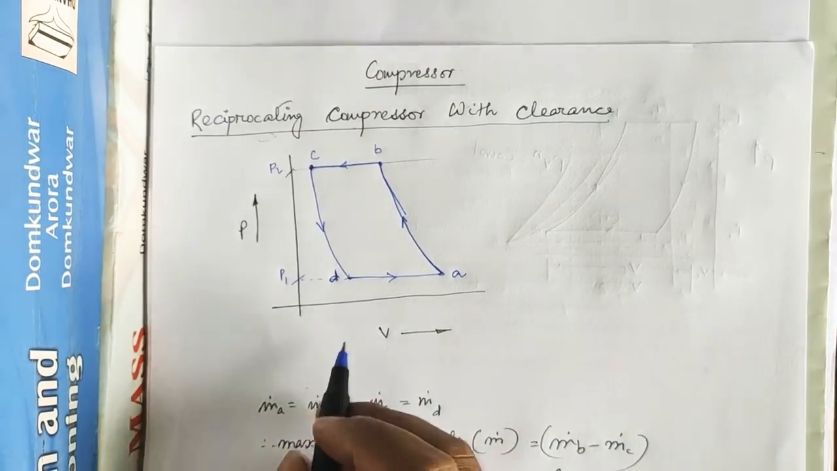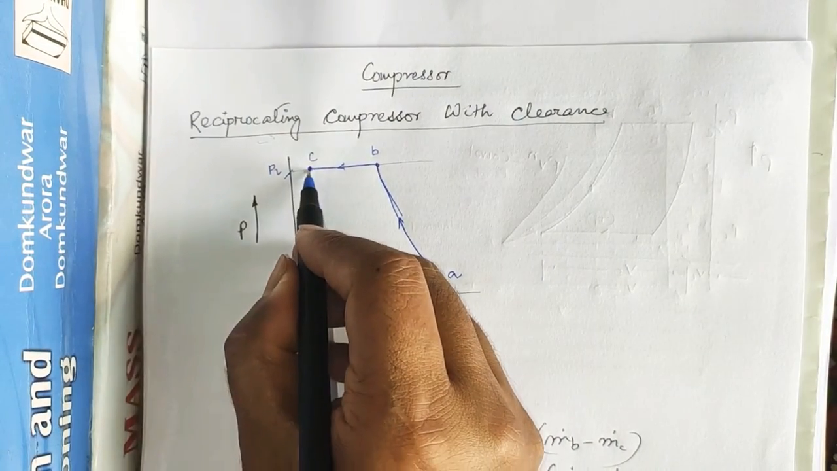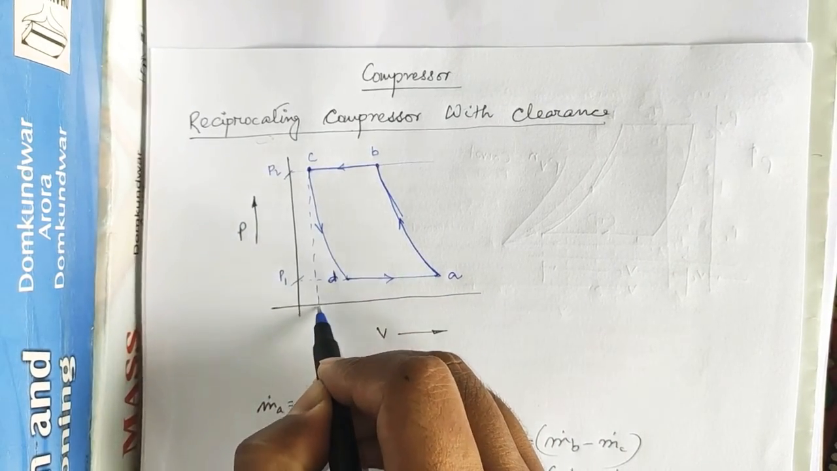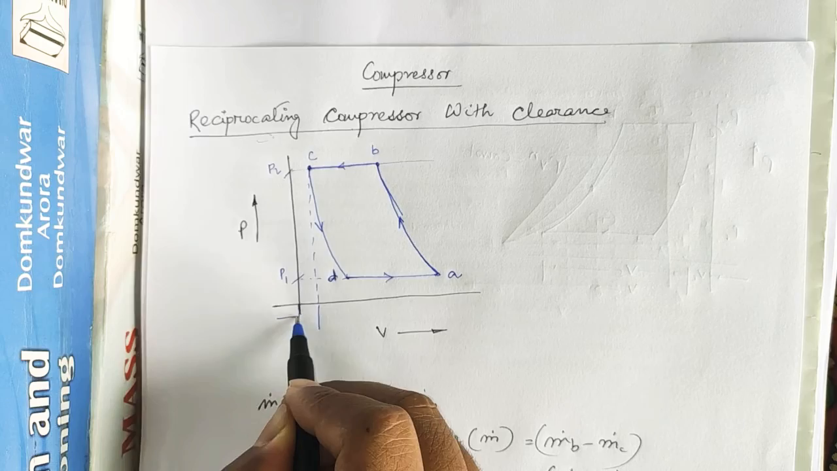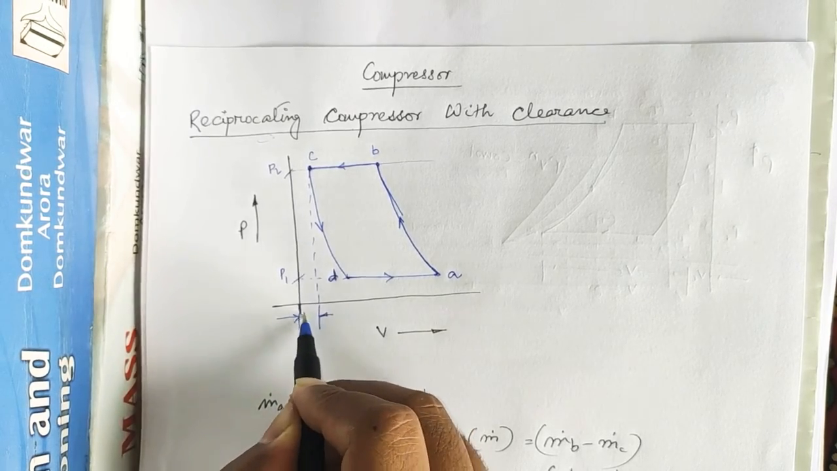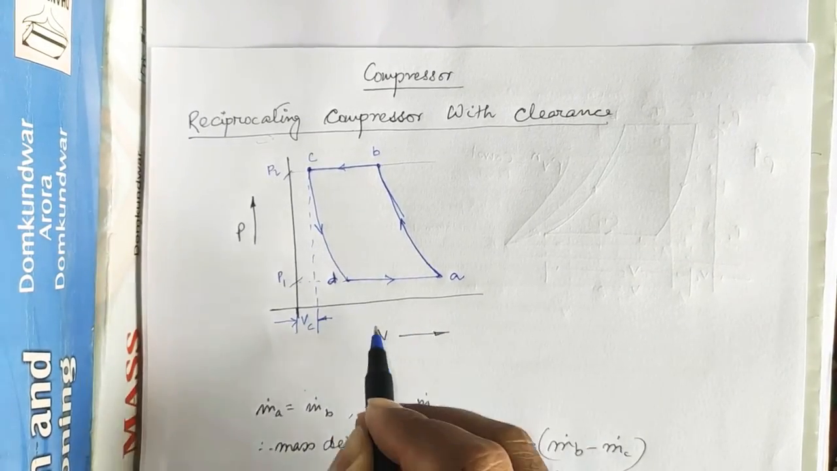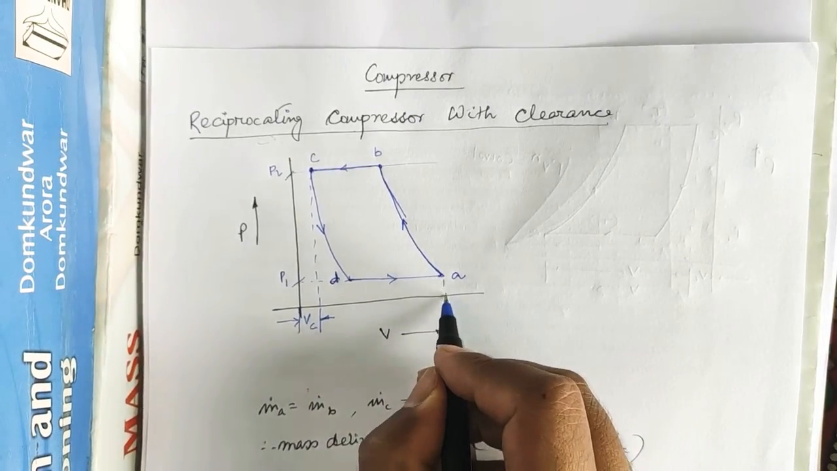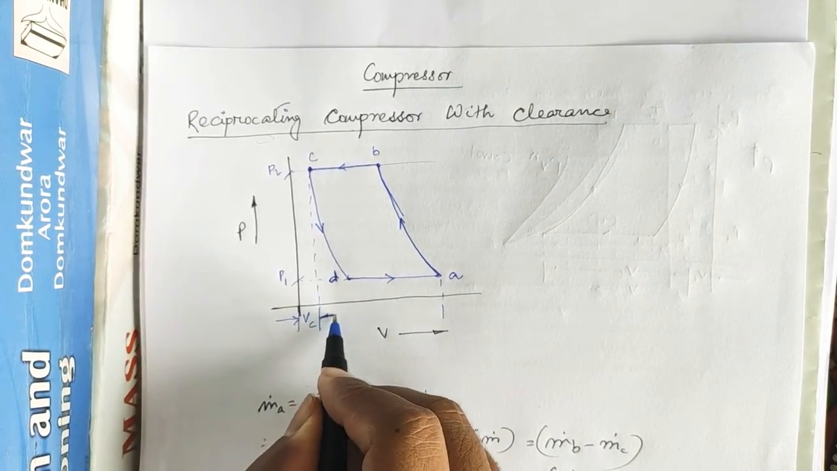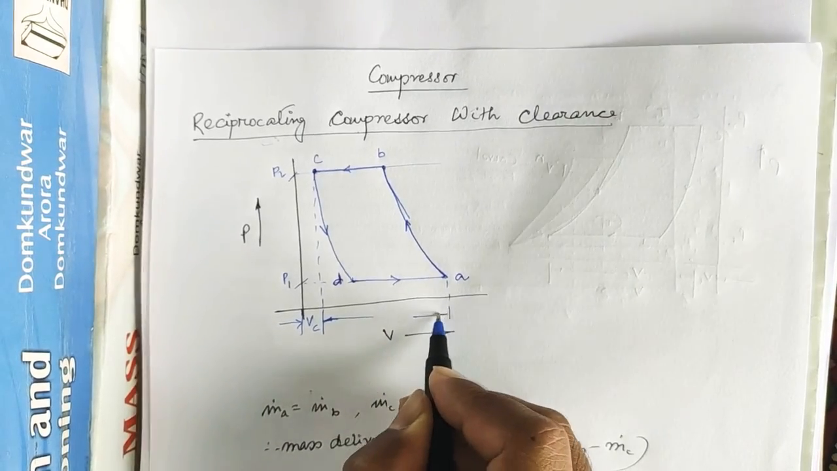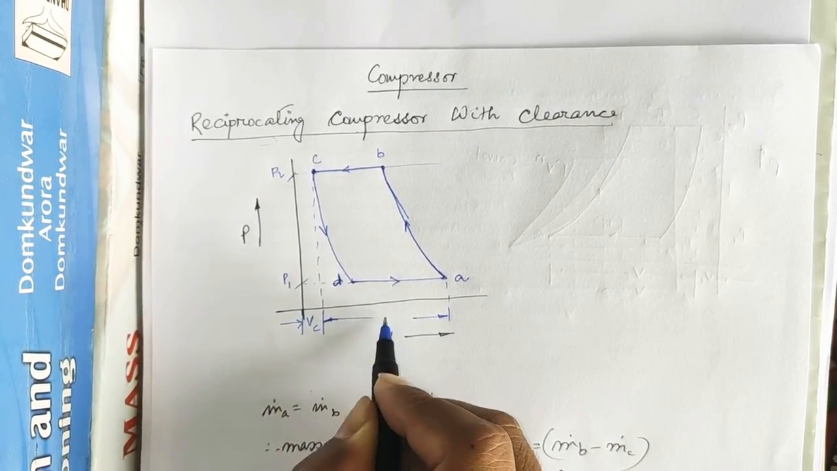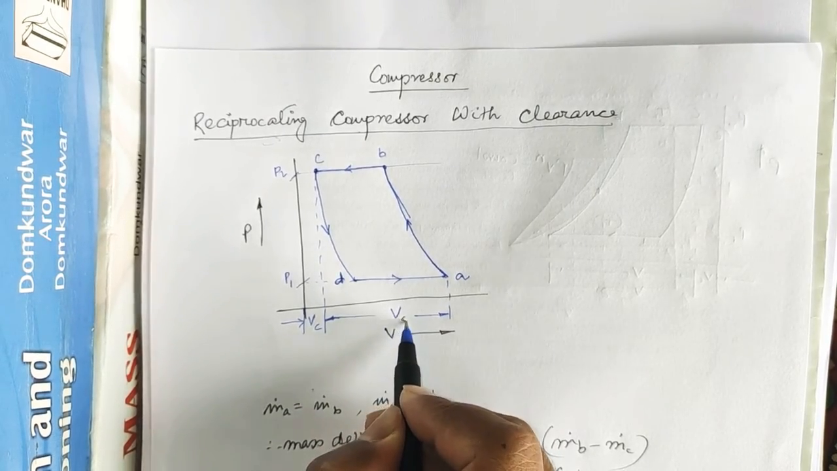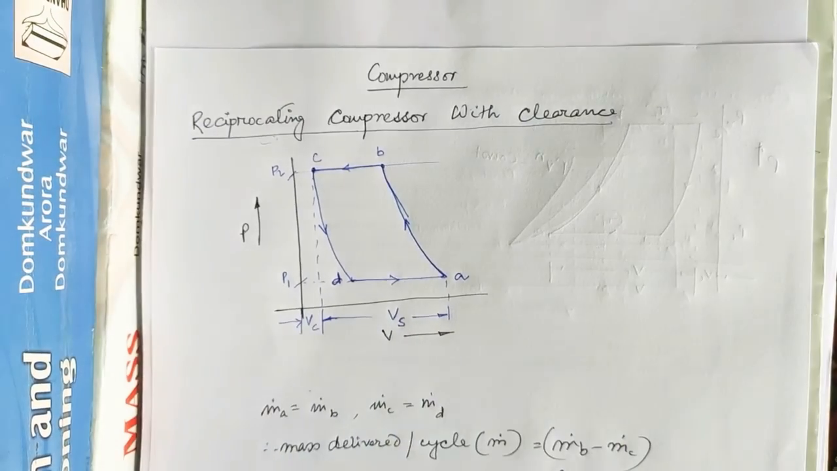So here, which one is the clearance volume? From point C, if we draw a vertical line, this space is known as the clearance space. And from this point to point A, which is the actual movement of the piston from top dead center to bottom dead center, is termed the stroke volume or swept volume, which is denoted as Vs.